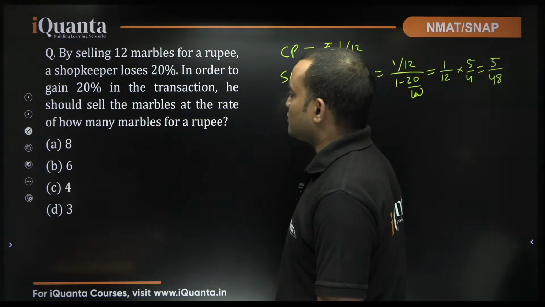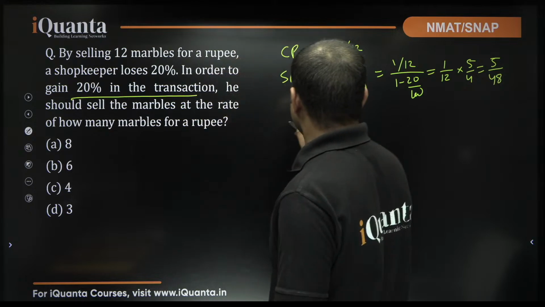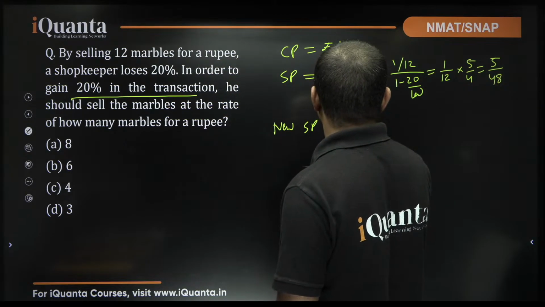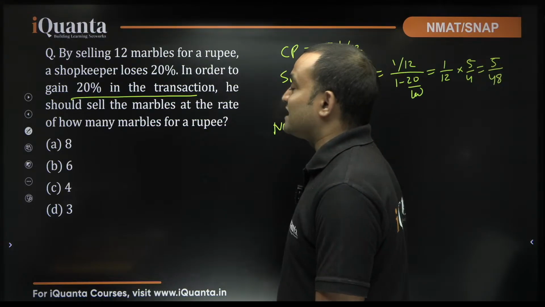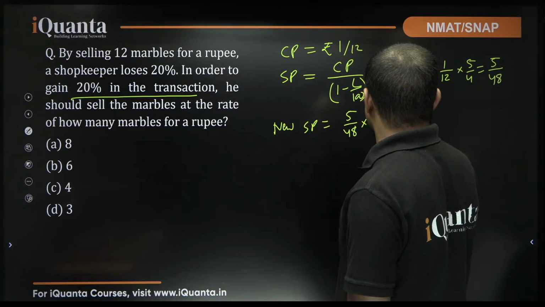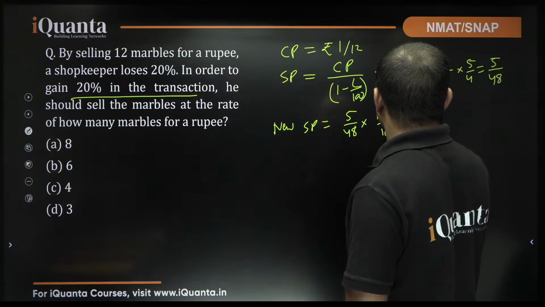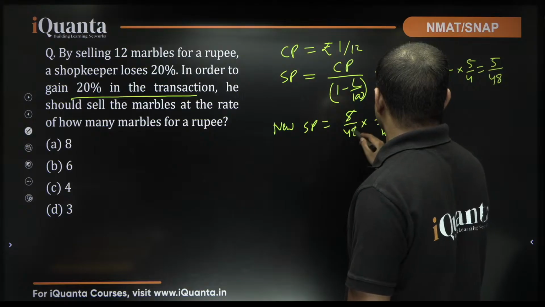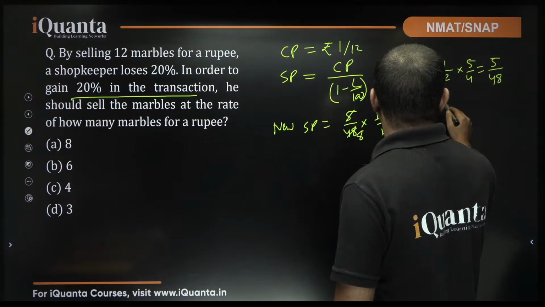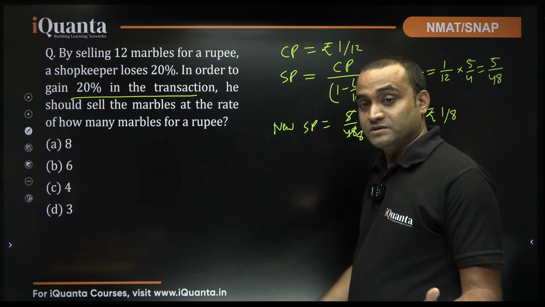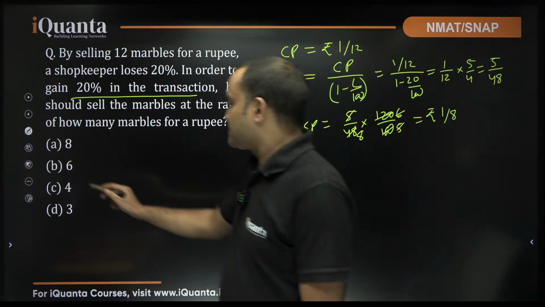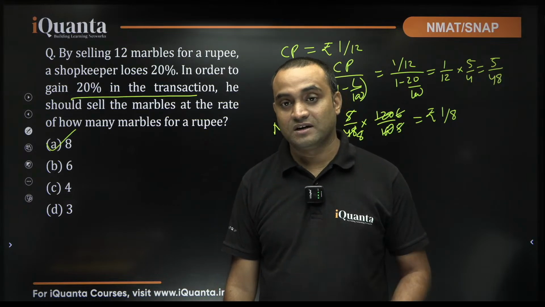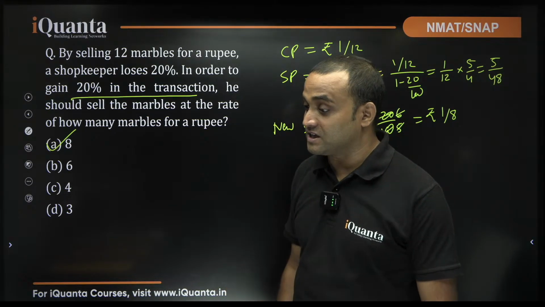Now, it says in order to gain 20% in the transaction, what will be the new selling price? The new selling price is 20% more, so this will be 120 upon 100. So this is equal to 6 by 5, and the 5s cancel out, giving 1 by 8. 1 by 8 rupees per marble. So what we can say, it will be 8. A total of 8 marbles should be sold in 1 rupee to gain 20% profit.